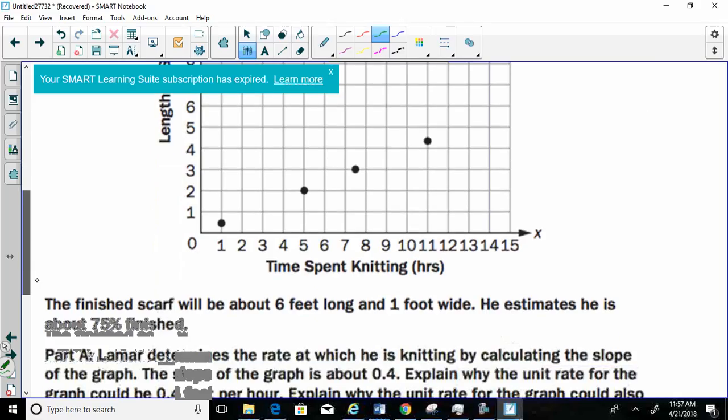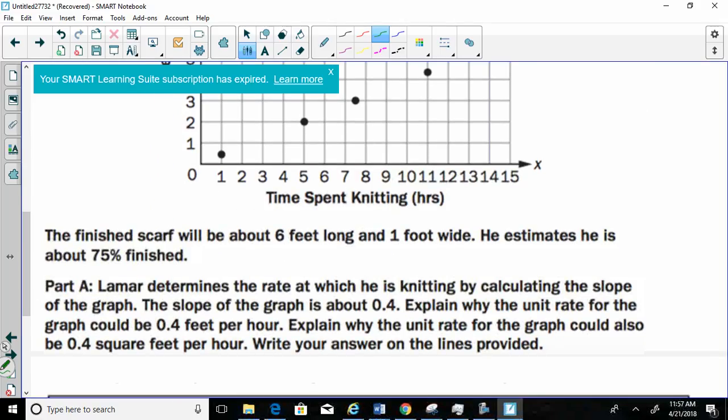So they're saying Lamar determines the rate at which he's knitting by calculating the slope of the graph. The slope of the graph is about 0.4. Explain why the unit rate for the graph could be 0.4 feet per hour. Explain why the unit rate could also be 0.4 square feet per hour. Is this conversions? Not yet. The next part of this is conversions.